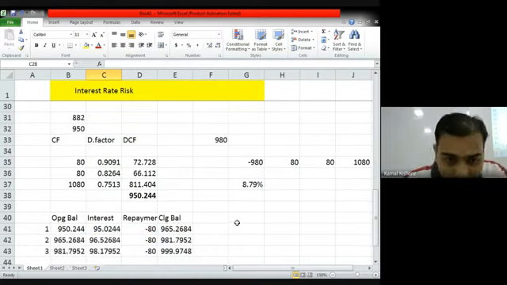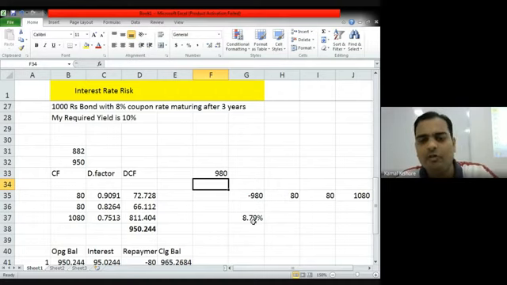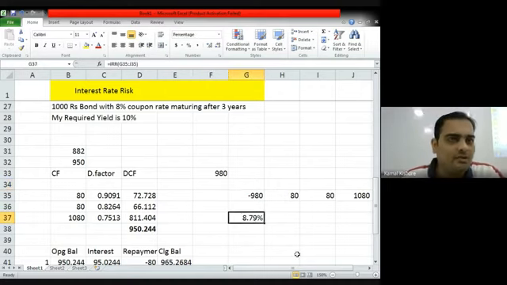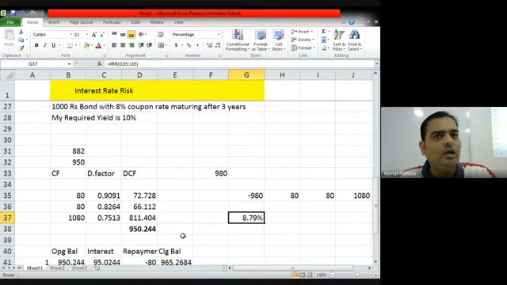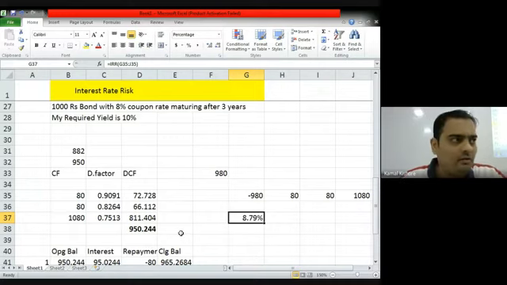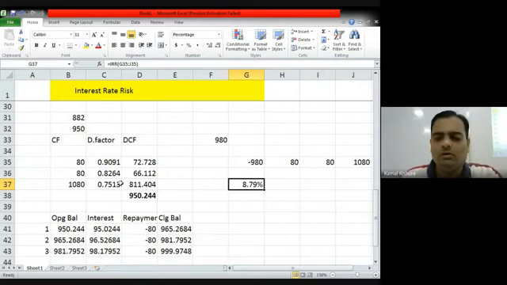That means the yield. Now, the effective yield from this bond is how much? 8.8%, not 10%. 10% is what I require. My required rate of return is 10%, but this bond is giving me 8.8%. This is the yield that this bond is giving. Are we understanding? This is the return that this bond is giving. All simply present value and future value calculations, no rocket science.